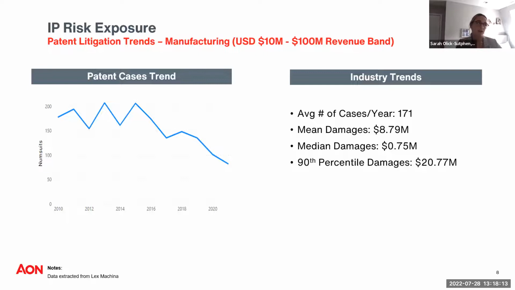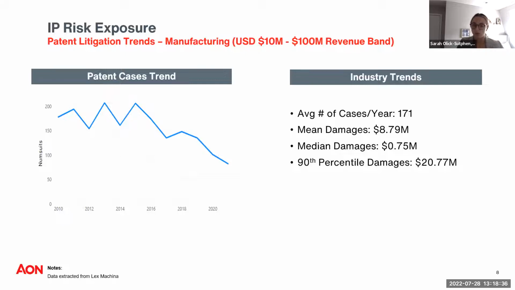Yeah, that's a great point. I think the exact stat is only 3% of cases actually make it through to the damages stage. So that's a good point. And even with that, we can take that 171 average number, multiply that by 4 or 5 times, and that's probably a more accurate number of how many IP issues are being handled year over year.